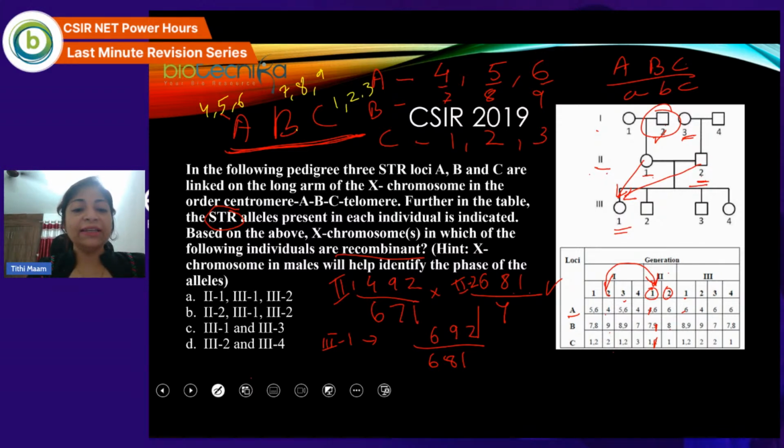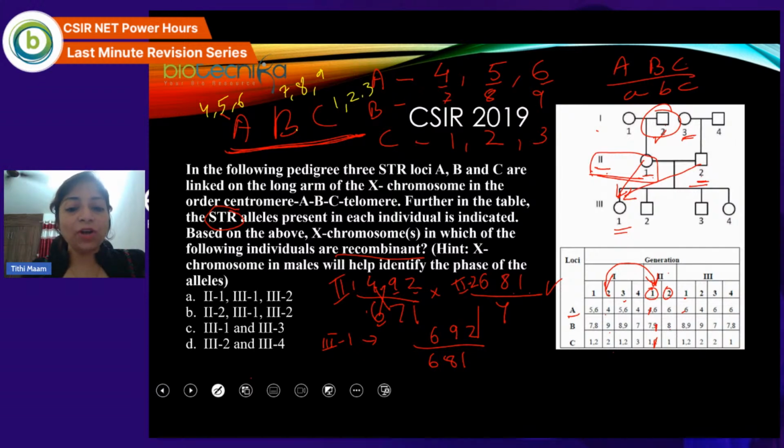So 6, 9 and 2, from where is she getting it? For sure from her mother, right? Now check the mother. Who is the mother? 2, 1. 2, 1's genotype we have written here. Does 2, 1 have any chromosome with this combination 692? No. But she can form this combination if a crossing over happens here. Then it can be 692.